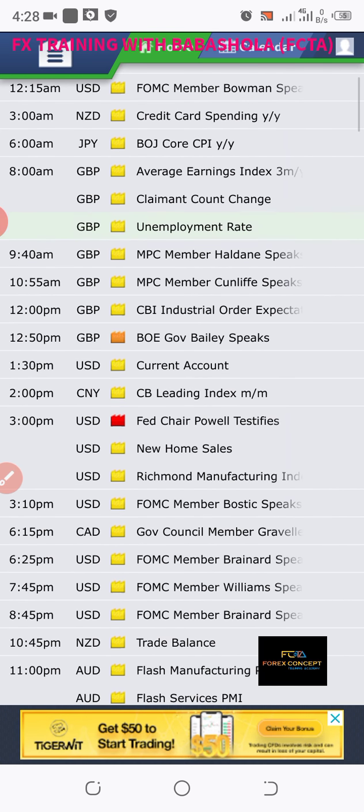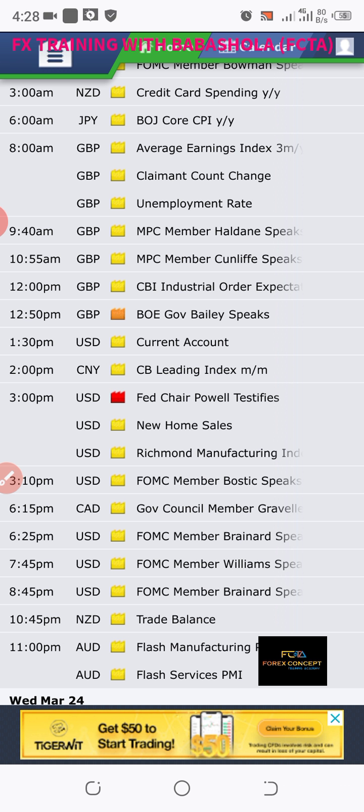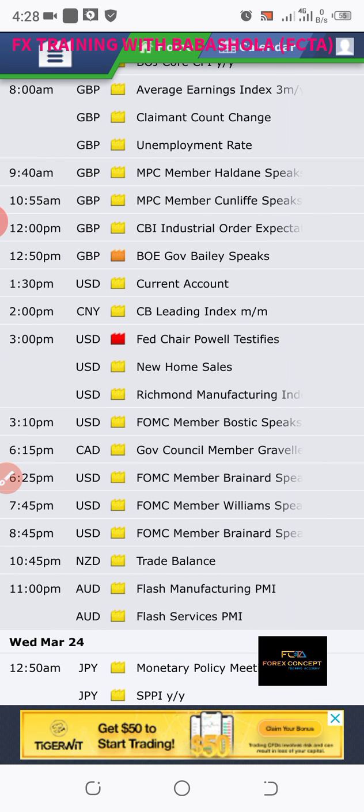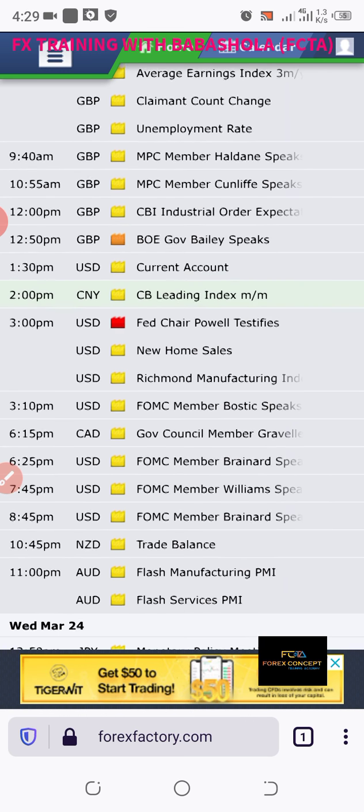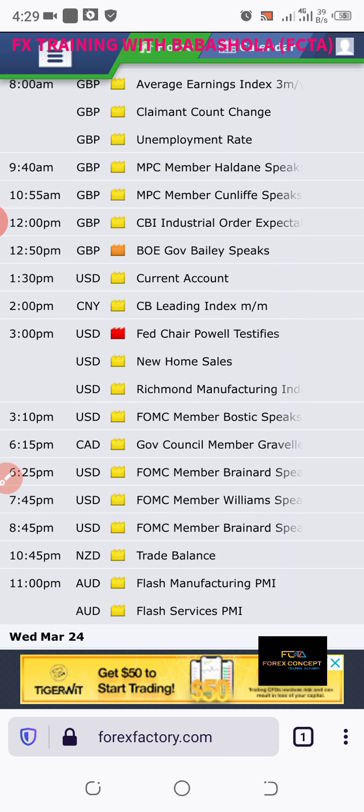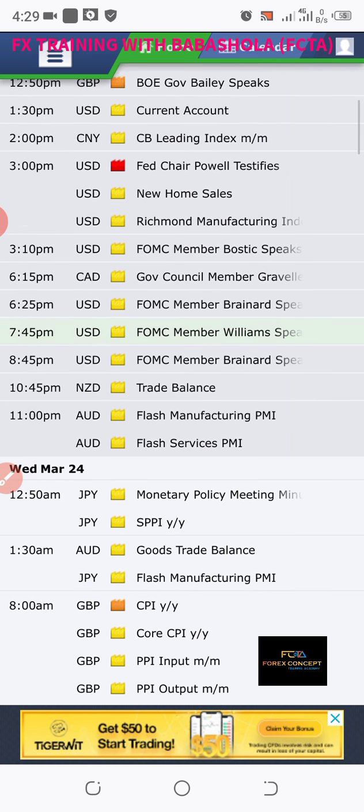Then on Tuesday we have GBP, that's the United Kingdom. Bank of England Governor Bailey will speak by 12:50 Nigerian time on Tuesday. Of course, he is the governor of the Bank of England, and his speech also moves the currency pairs. I remember during COVID-19 he just gave a hint about the interest rate, and people mistook his speech to mean that the interest rate was going to be decreased, and before you know it, GBP started falling. People started selling GBP. So take note of this news. And also by 3 p.m. the same day, on Tuesday, Fed Chair Powell will also testify. So please take note of this news.